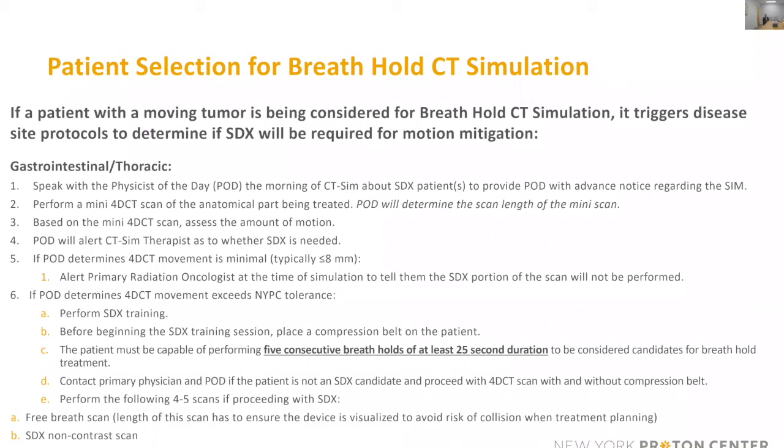If you take our GI and thoracic disease sites, and what our workflow looks like on the day of simulation for, let's say, a liver tumor, first of all, once we know that the patient can hold their breath and utilize the system appropriately, we'll do what's called a mini 4D scan. A mini 4D scan is really just to give us a small field of view around the area where that moving target is, in an effort to determine whether it falls above or below our threshold of 8 millimeters, which we define as our internal standard for minimal motion.